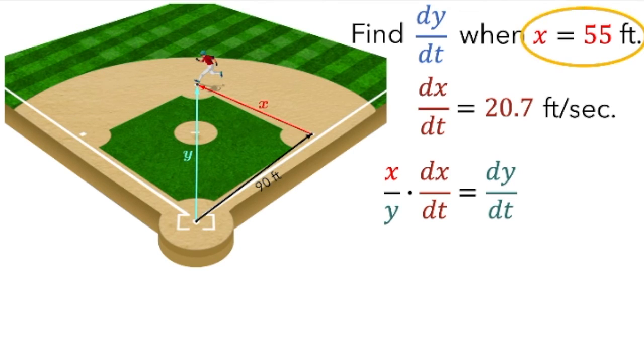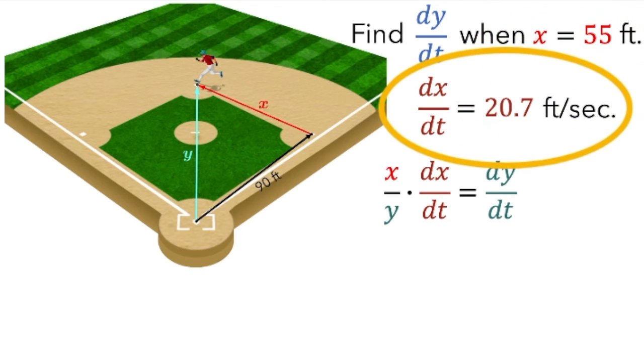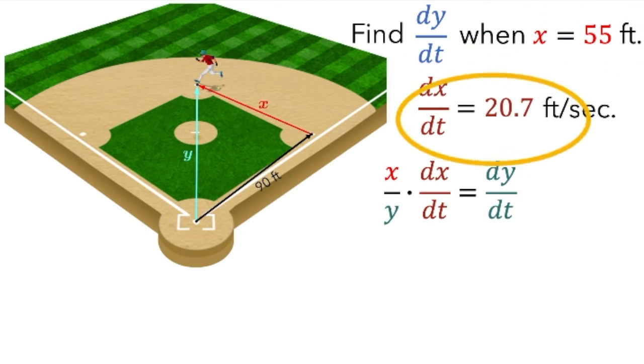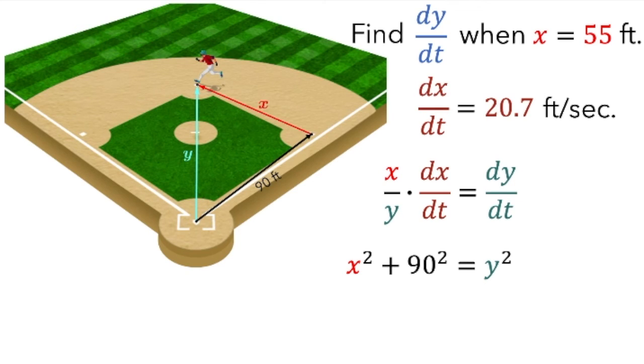We have a value for x and a value for dx/dt, so we can compute a value for y, and then we'll be able to compute dy/dt. To do this, we can go back to the Pythagorean theorem. We want to know the value for y when x is 55 feet. Once we calculate and solve for y, we get that y is approximately equal to 105.5 feet when x is equal to 55 feet.